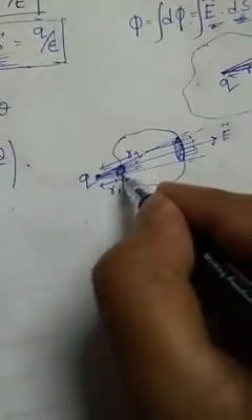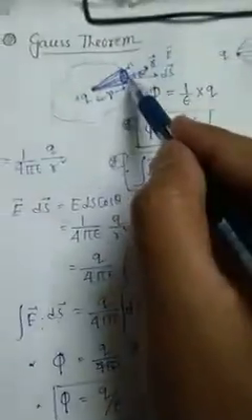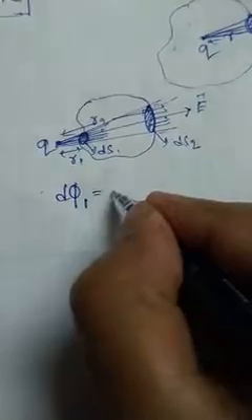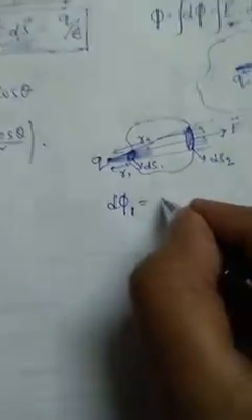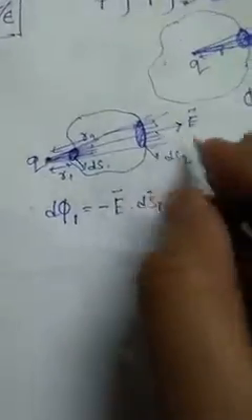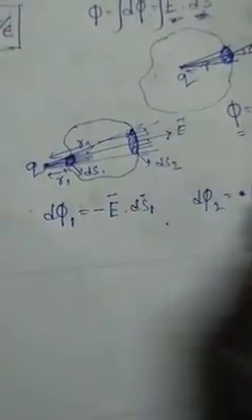I am taking this surface as ds1 and this surface as ds2. So what is the flux through this surface? Let's say this is d phi 1 and I am taking it as negative. What was going outside we have taken as positive, so there I have not used any negative sign, but what is coming inside I am taking as negative. So that is equal to E ds cos theta, or E ds1, so minus E ds1, and which is coming out I am taking as d phi 2, that is equal to plus E ds2.